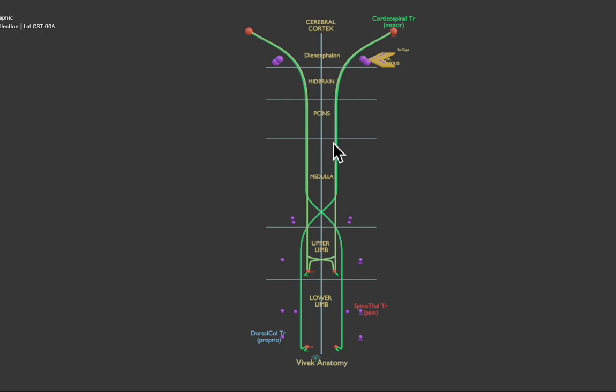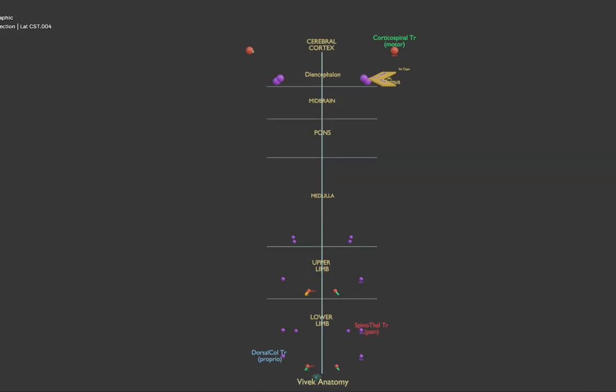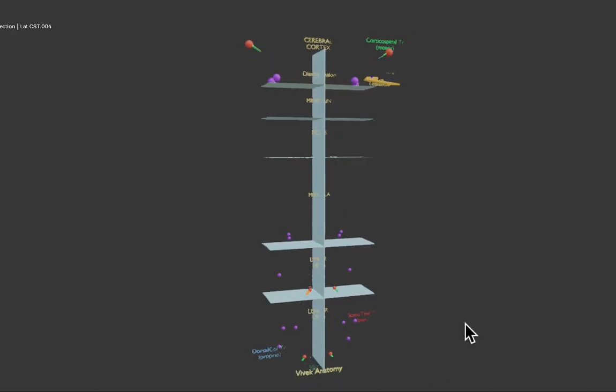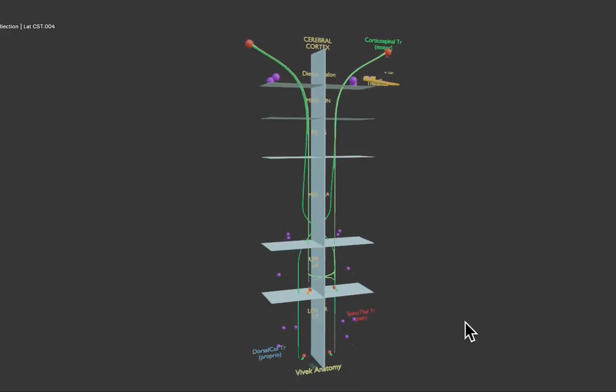Whereas 10 to 15% of the fibers, see here, they do not cross in the medulla. Instead, they come down, go to the respective segment of the spinal cord, but before terminating, they divide into two sets and terminate on each side of the spinal cord, thereby giving a bilateral innervation. That is the uncrossed anterior corticospinal tract. Let's see that in animation. You can see how they come, they cross and go down to the spinal cord.